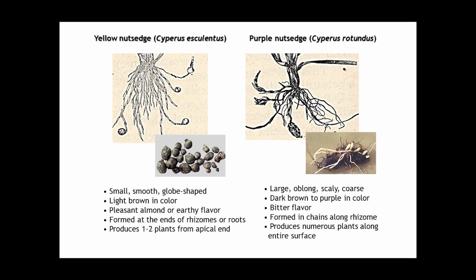In purple nutsedge, they are like in chains. So one tuber is connected to the other in the form of a chain along the rhizome. These are large, oblong, and scaly. They don't have as good a taste as the yellow nutsedge tubers. They have a bitter flavor, and I would also like to mention that yellow nutsedge tubers have been used in some cuisines. Some people use the flower of yellow nutsedge to make several cuisines.